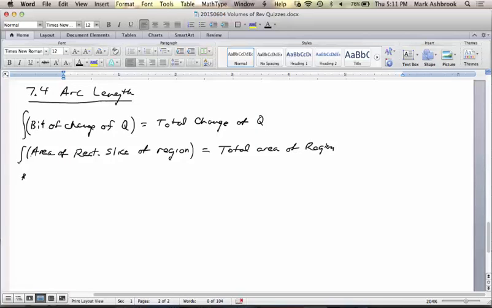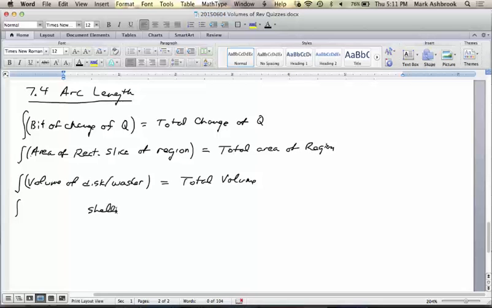Okay, and then we did the sum of the typical volume of a disc or a washer, and that gave us a total volume. We did the same thing for shell. And that also gives us total volume. Okay?